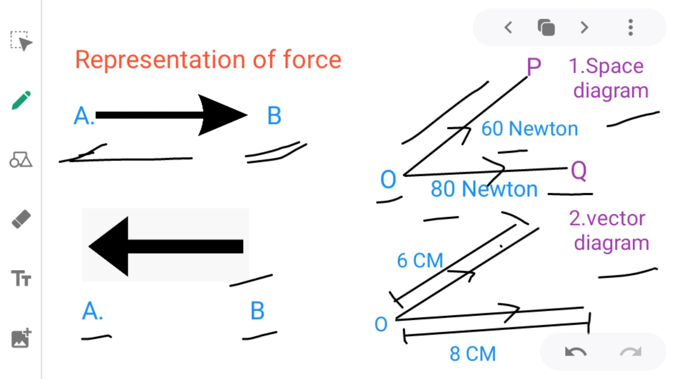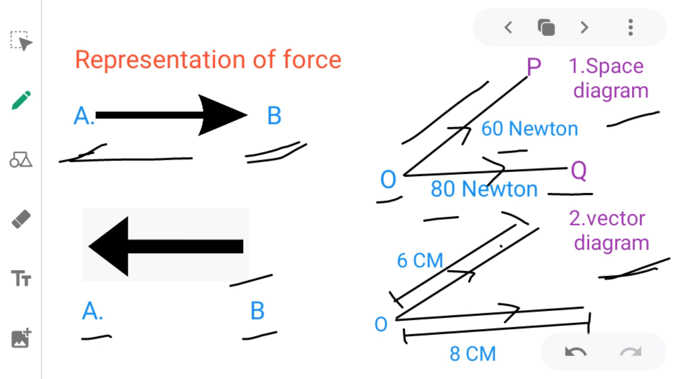Come to the second diagram, which is called the vector diagram. Here the arrow mark is indicated as in the space diagram, but the magnitude is not indicated directly in Newton. Instead, a scale is taken to represent 60 Newton as 6 centimeter. A scale is taken, 10 Newton is equal to 1 centimeter. According to that, 60 Newton becomes 6 centimeter, and 80 Newton becomes 8 centimeter. So in this way we can represent the force by the space diagram and vector diagram.